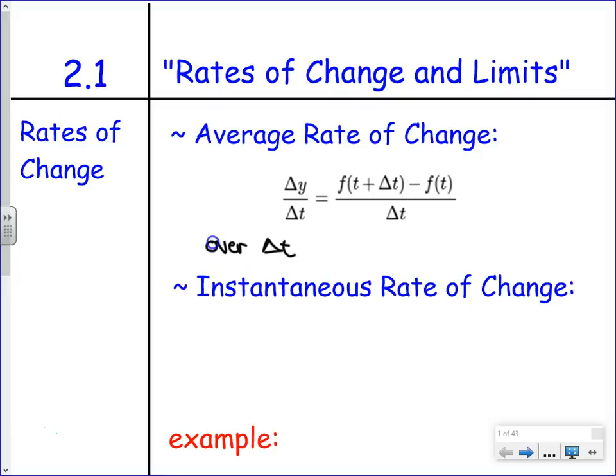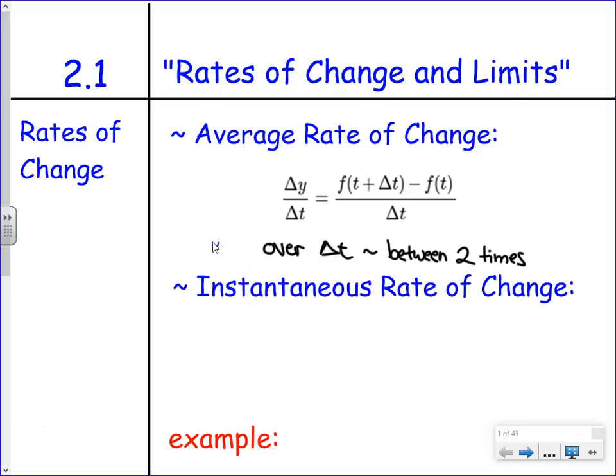Could that also be rewritten as dy/dt? No. It's delta, so it's the change in y over the change in t. It's not the derivative. Oh, you're right. It doesn't have a limit. So it's actual delta y over delta t of an actual function.